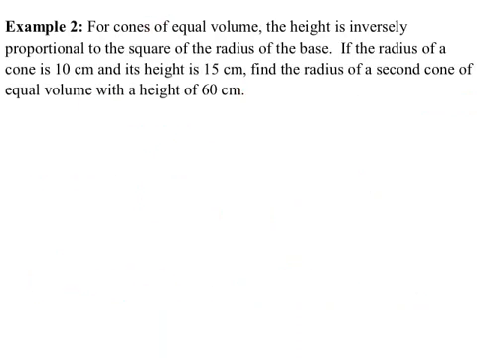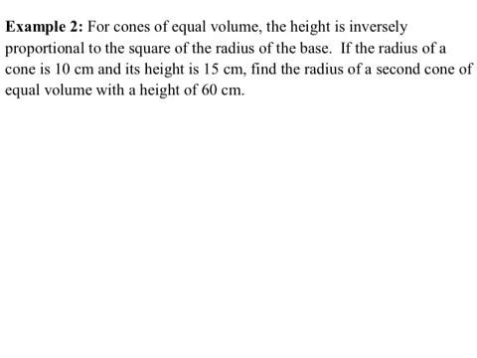Okay, example number 2. For cones of equal volume, the height is inversely proportional to the square of the radius of the base. If the radius of a cone is 10 centimeters and its height is 15 centimeters, find the radius of a second cone of equal volume with a height of 60 centimeters.